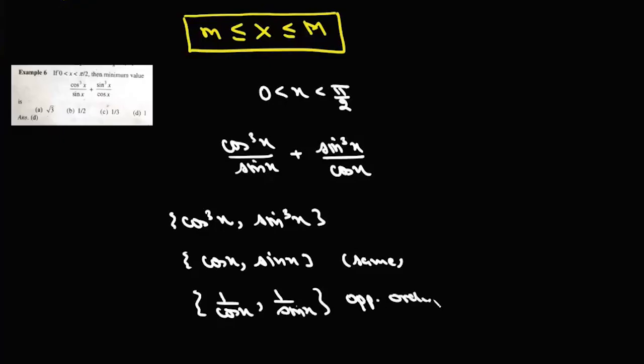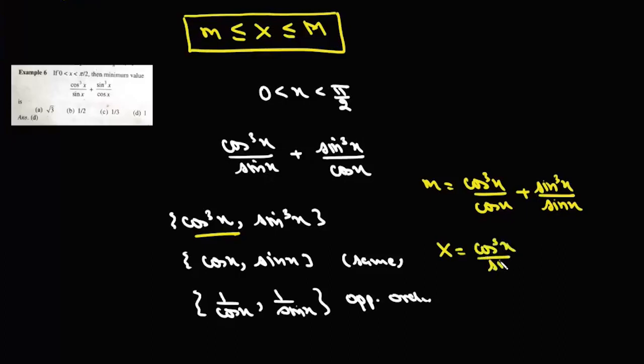Now we know that if we multiply them in the opposite order, then the sum of products is minimum. So in this case, this small m will be cos cube x upon cos x plus sin cube x upon sin x. And if we take any random arrangement where we have taken cos cube with sin, then this X will be cos cube x upon sin x plus sin cube x upon cos x.